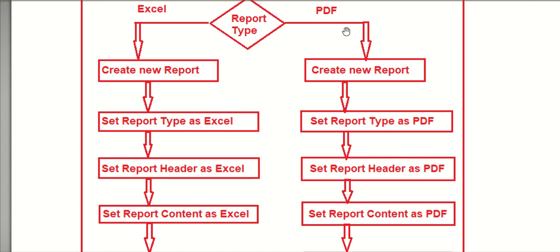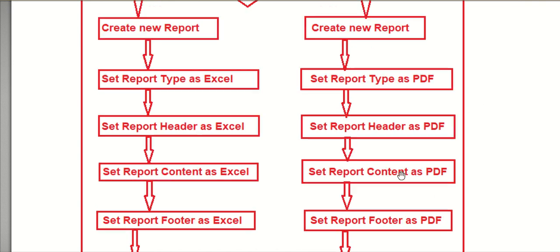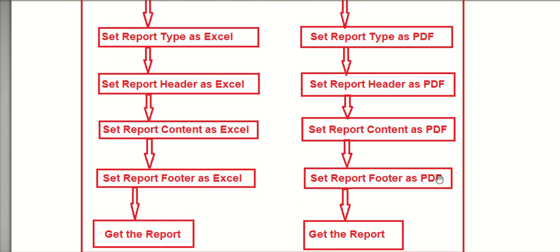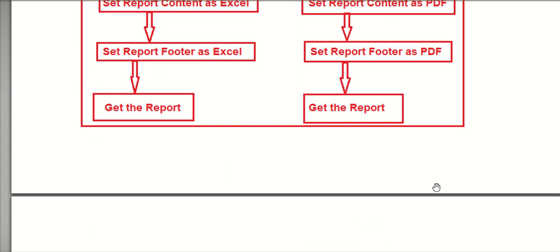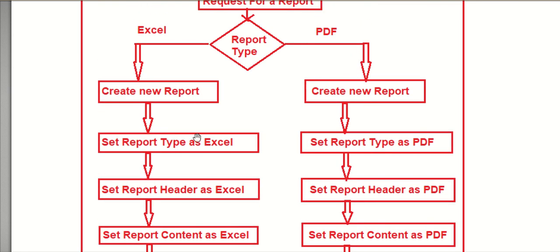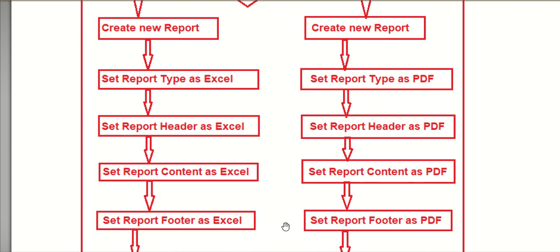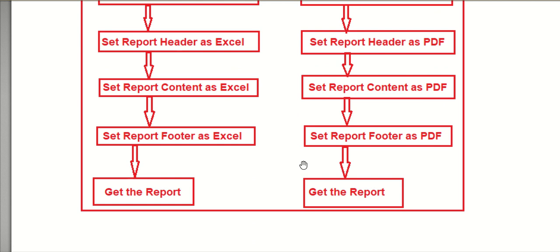In the same way, if you see the PDF, again it's the same set of processes. Create a new report, set the type as PDF, set the header in terms of the PDF's context, set the content in the PDF's context, and then the report footer in the context of a PDF report, and get the report. If you have a look at this diagram, there are two different representations, but the construction process is the same. It's a generic construction process. So that's what the builder design pattern is all about.